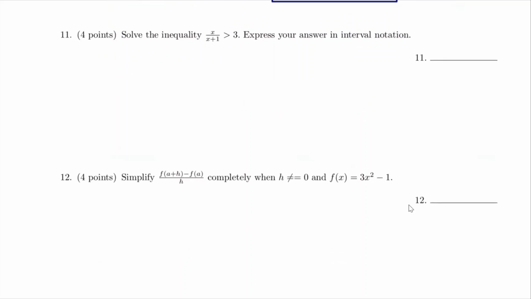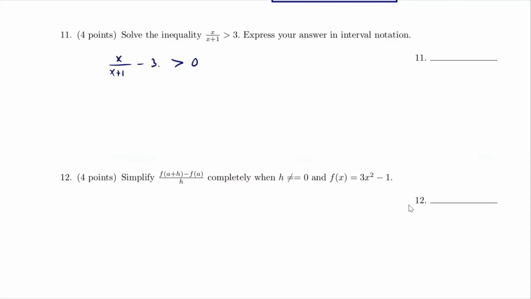For number 11, we're going to solve this nonlinear inequality. First thing you want to do is move everything to one side. Let's move it to the left side. Subtract 3. So you have x over x plus 1 minus 3 is greater than 0. And now I want to write both under the same denominator.